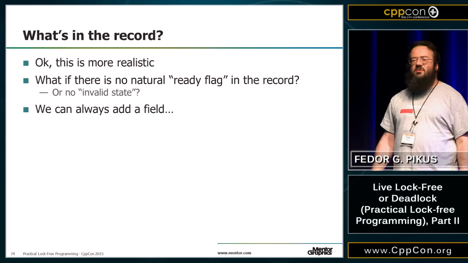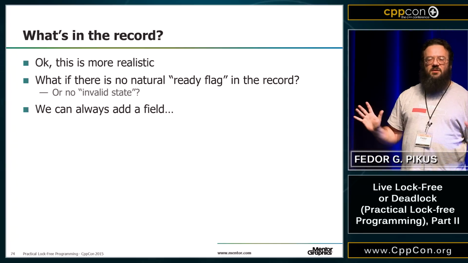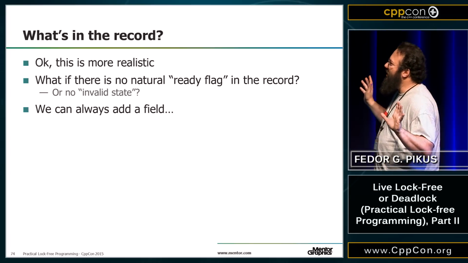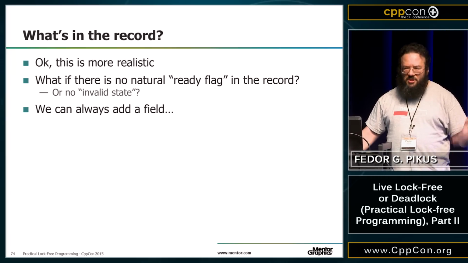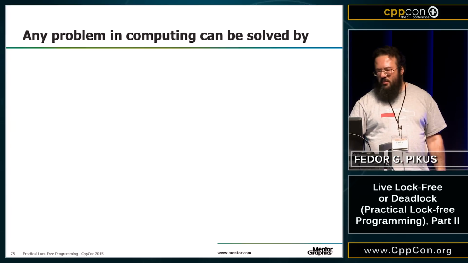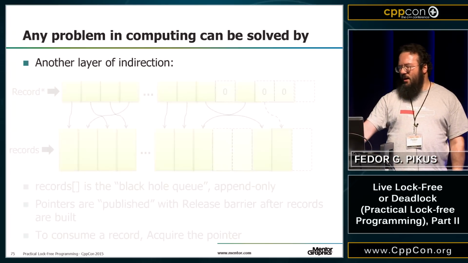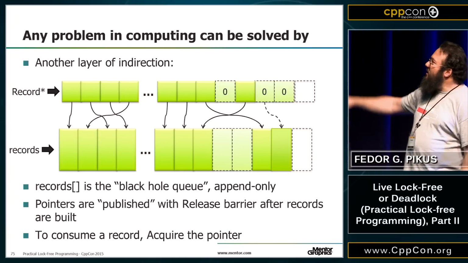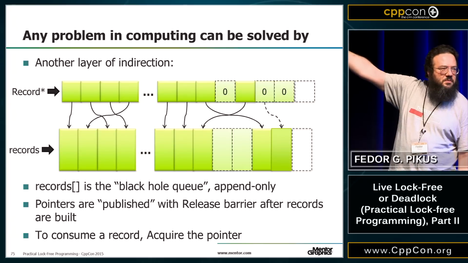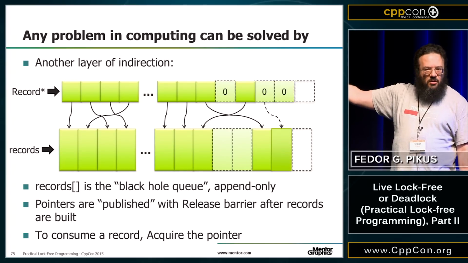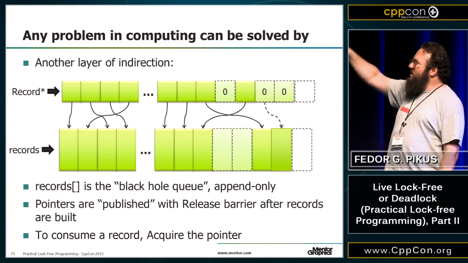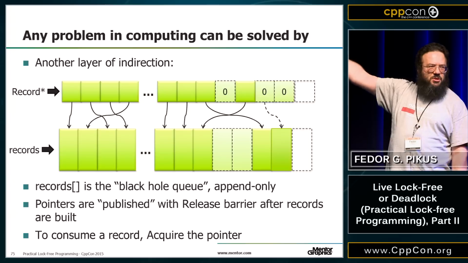Okay, what if there is no natural flag in the record that tells you that the record is ready? No count, no invalid value that doesn't normally happen. Well, you could add one. You could just add an integer. Or you could fall back on the old computer science idiom and add another level of indirection. Now our queue stores pointers to records. And null would be an invalid value of the pointer, uninitialized. Records now are basically produce only. You put stuff in, you get stuff out, but only through the pointers.